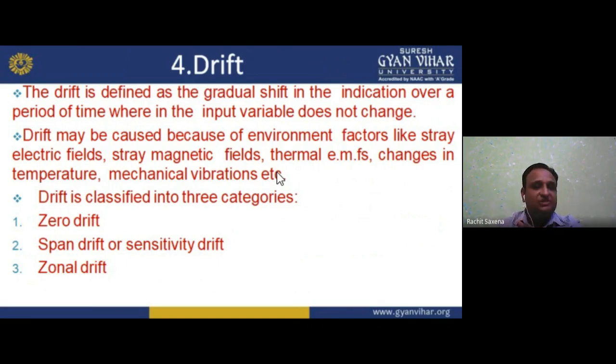Drift may be caused by environmental factors like stray electric fields, stray magnetic fields, thermal electromotive force, temperature changes, mechanical vibration, etc. Drift is classified into three categories: zero drift, span drift or sensitivity drift, and zonal drift.